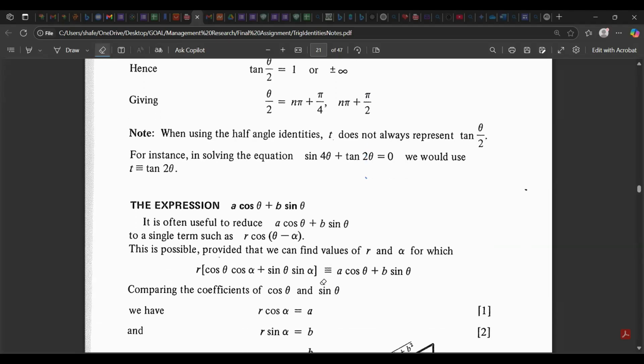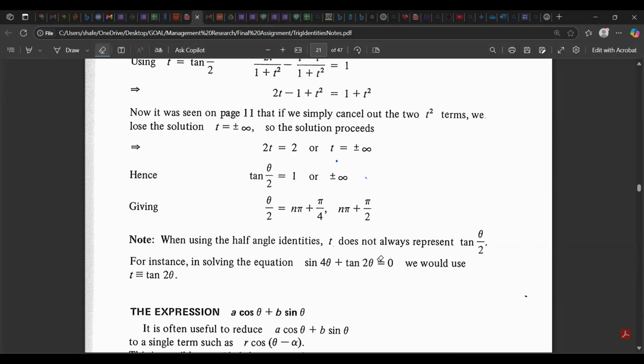This is new stuff. It's really an alternative way of solving equations where you have cos and sine inside. All right, but with the little t, you have what you need. So we're going to deal with this next week.